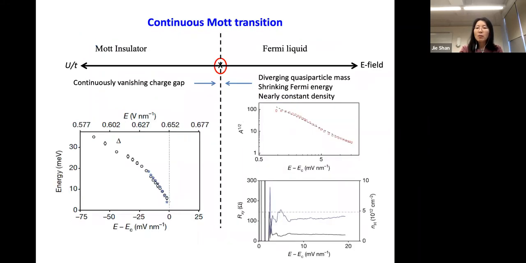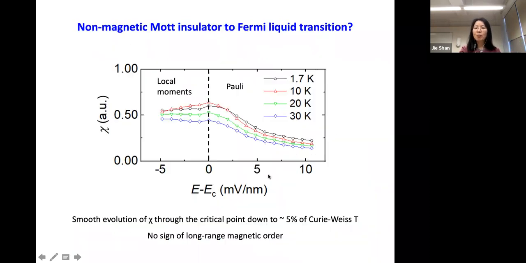So from this picture, we can see there's an abrupt change in the charge sector. The charge gap closes, and from this measurement, it just says the spin side of the story doesn't change.